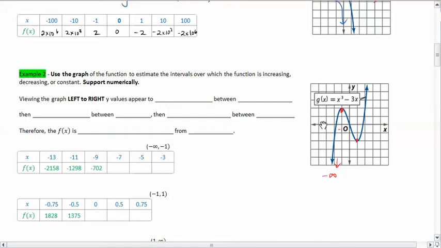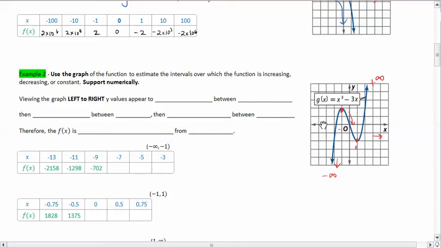When we get from negative 1 to positive 1, we are decreasing as we move to the right along our x, which means positive x. We are decreasing our y, so that's a decreasing function. Then when we move from 1 to positive infinity, to the right on our x, we go to positive infinity on our y. So that means we have an increasing function again.